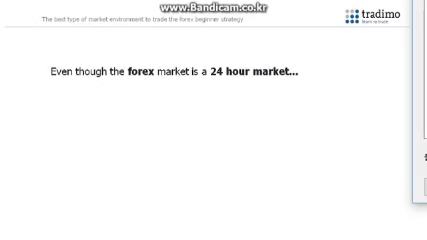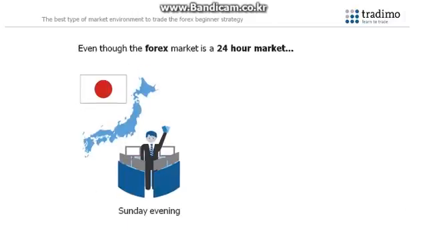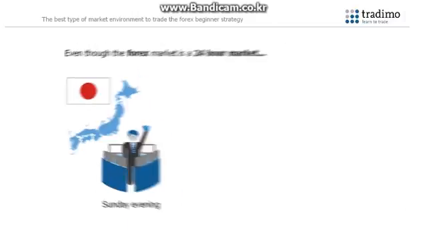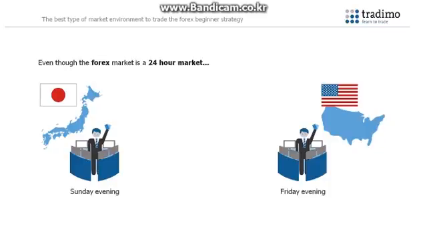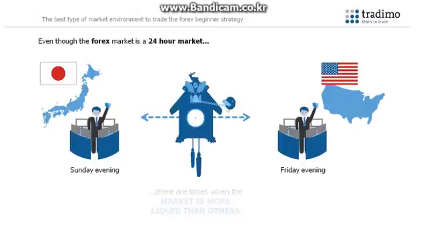Even though the forex market is a 24-hour market, opening with the Asian session on Sunday evening GMT and closing with the American session on Friday evening GMT, there are optimal times to trade within that period because there are times when the market is more liquid than others. It is in these liquid times that trends are more likely to become established.